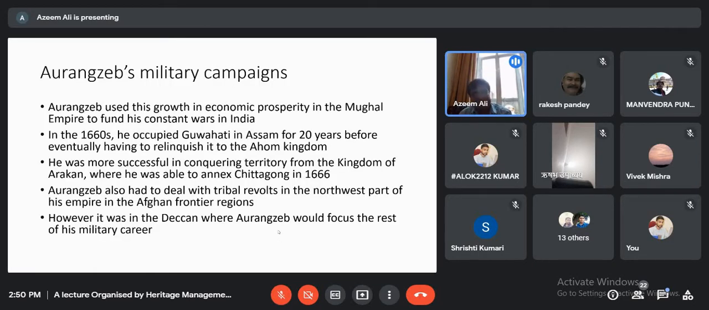And Aurangzeb also is most famous for his military campaigns. So he used his wealth to fund his constant wars in India. In the 1660s, he occupied Guwahati in Assam for 20 years before eventually having to relinquish it to the Ahom kingdom. He was more successful in conquering territory from the kingdom of Arakan in Myanmar, and he was able to annex Chittagong in 1666. And Aurangzeb also had to deal with tribal revolts in the northwest part of his empire in the Afghan frontier regions. But it was in the Deccan where Aurangzeb would focus the rest of his military career.